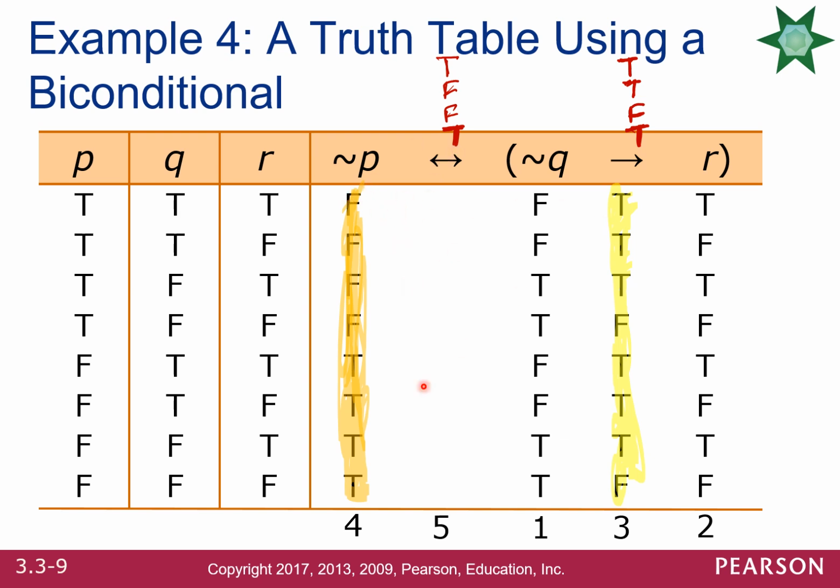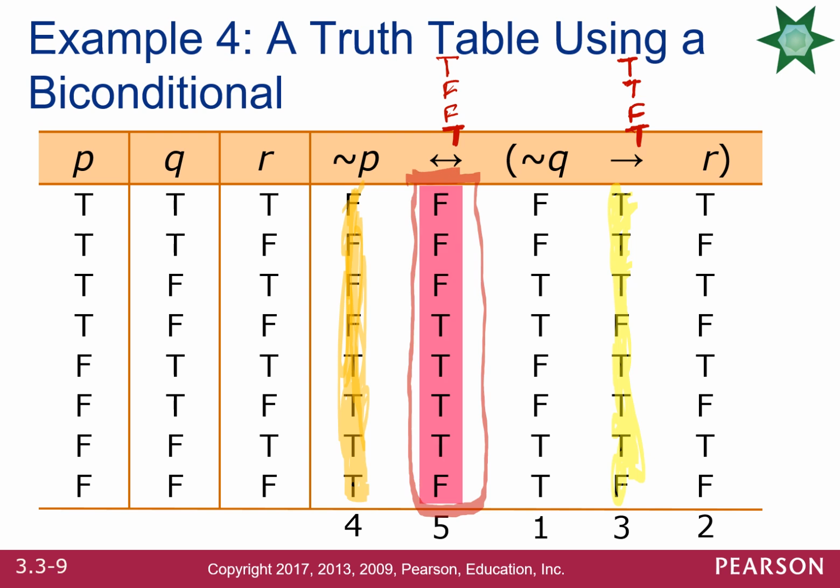So FT should come out as false. FT should come up as false. FT comes up as false. FF should come up as true. TT should come up as true. TT true, TT true. And then the last one should be an F. Right? So that's what we got, and this is the final result, the final evaluation of the statement that we worked on.